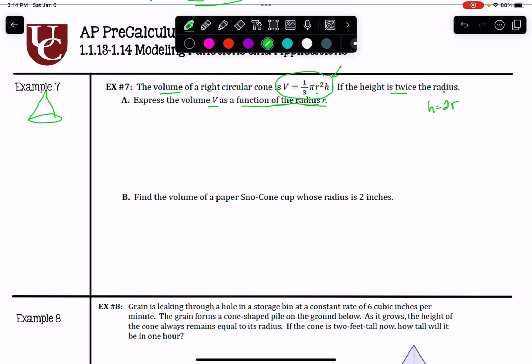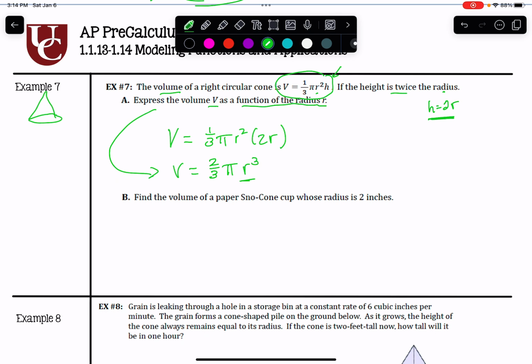Well, we just wrote it. H is 2R. So where H is, we'll write 2R. So the volume would be 1/3 pi r squared times H, which is 2R. So let's simplify that. So the volume equals 2/3 pi r cubed. So there's the volume expressed as a function of just the radius r.